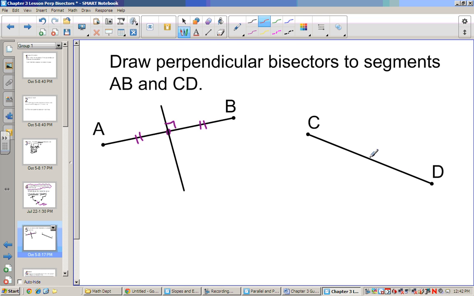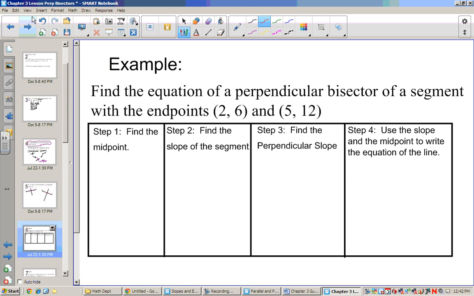On CD, again, we find the middle. We have a line that goes through the middle. That looks like it's 90 degrees, so I'll move that over so it goes through. Draw that 90 degrees, and say that side is congruent to that side. All right. Well, hopefully now you know what perpendicular bisectors are. Now let's find equations of them.